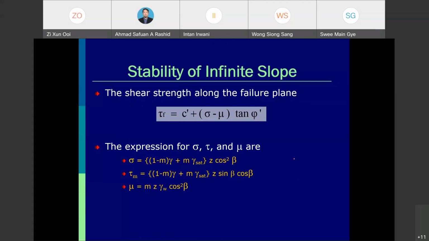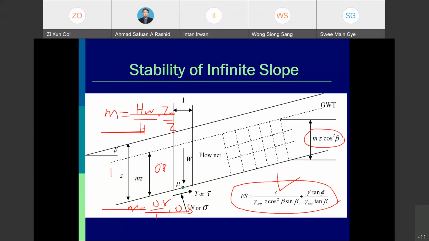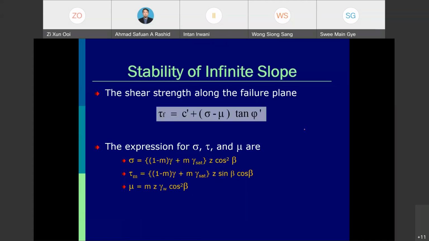It could cater to an approach similar to Dr. Noli's, but this one is not using the M approach. So this is based on Dr. Noli, sorry, where they introduce M. So they have M here: 1 minus M times unit weight.